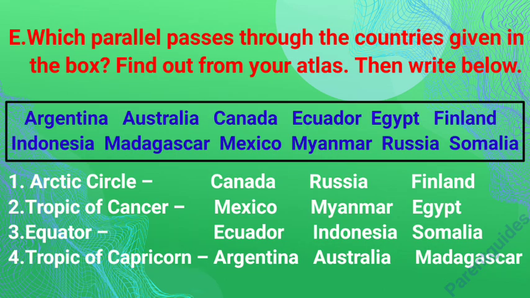E. Which parallel passes through the countries given in the box? Find out from your atlas, then write below. Argentina, Australia, Canada, Ecuador, Egypt, Finland, Indonesia, Madagascar, Mexico, Myanmar, Russia, Somalia. 1. Arctic Circle, Canada, Russia, Finland. 2. Tropic of Cancer, Mexico, Myanmar, Egypt. 3. Equator, Ecuador, Indonesia, Somalia. 4. Tropic of Capricorn, Argentina, Australia, Madagascar.